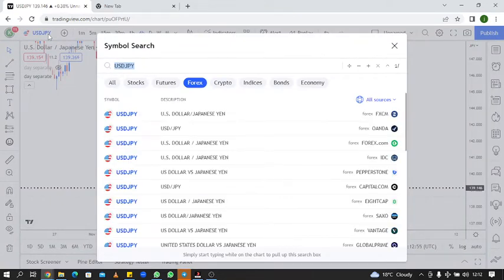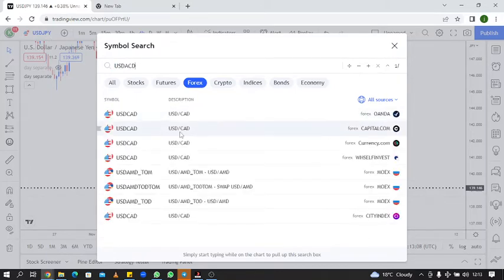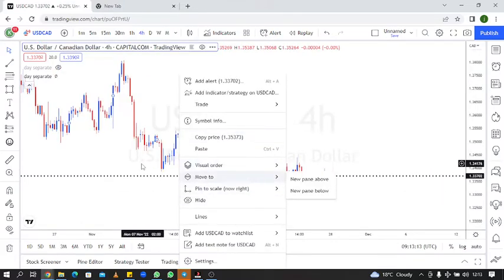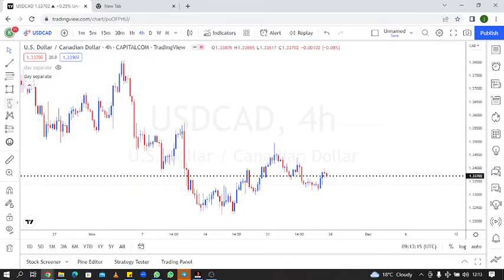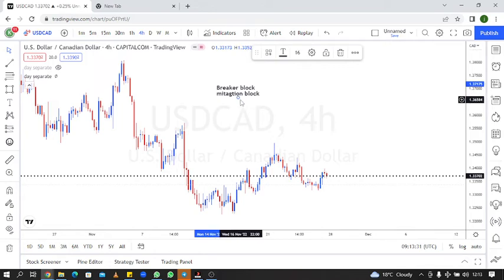I think again I'm going to do analysis using mitigation block and breaker block. So we shall start with USD card. I'm trading mitigation block and breakers. There are two things that I'm going to give you: a breaker block, then mitigation block. So these are the things that I'm going to show you how to trade using them in H4.